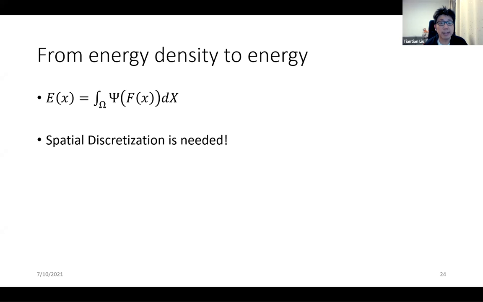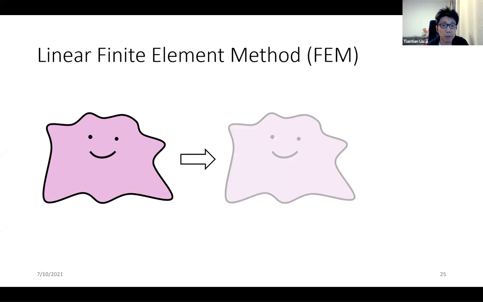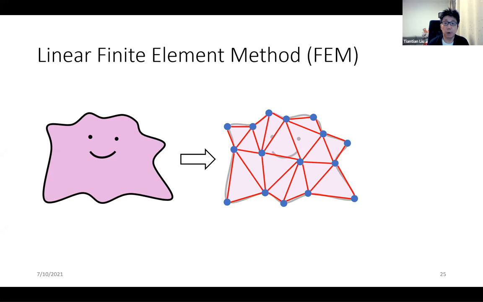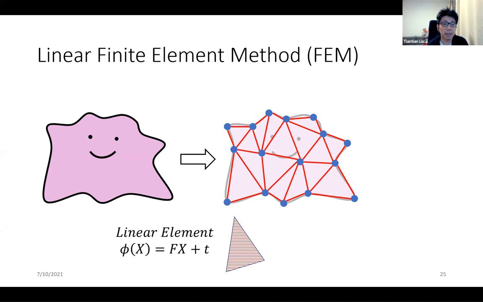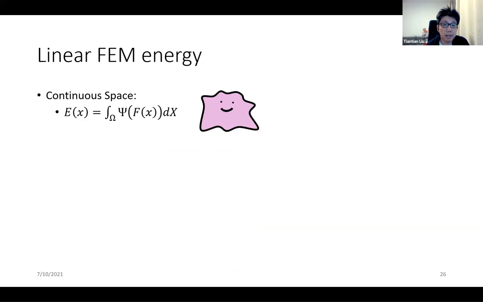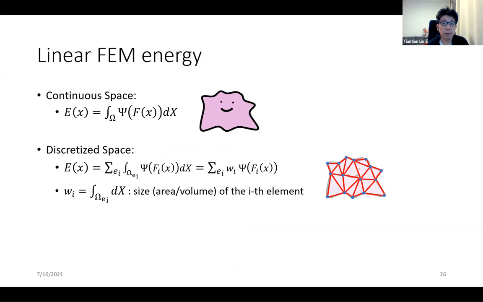Previously, we defined the energy density using infinitesimal regions, and we can of course integrate it into the energy of the entire deformable blob. It will require us to perform a spatial discretization eventually. One of the most popular assumptions is the linear element assumption. Once we have the tessellated mesh, no matter whether it's a tet mesh or hex mesh in 3D, or a triangle or quad mesh in 2D, we can assume that the deformation inside one element is always affine, or the deformation gradient inside one element is always constant. Given that linear element assumption, we can describe the energy simply as a summation over each element, weighted by the size of the element.